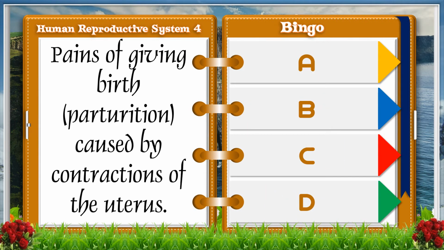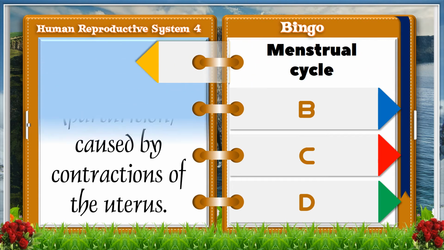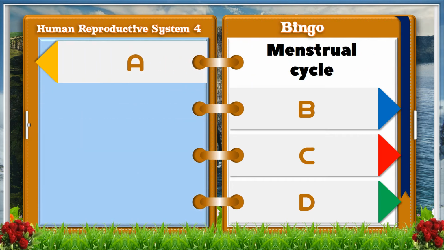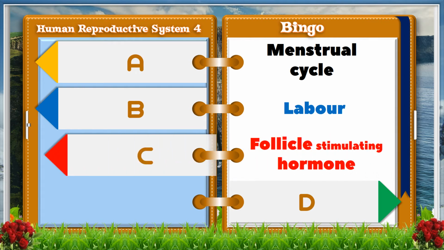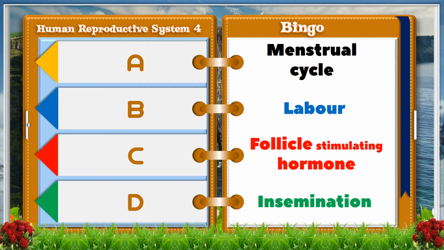Pains of giving labor or birth, parturition, caused by contraction of the uterus. A. Menstrual cycle. B. Labor. C. Follicle-stimulating hormone. D. Insemination. And the answer is B. Labor.